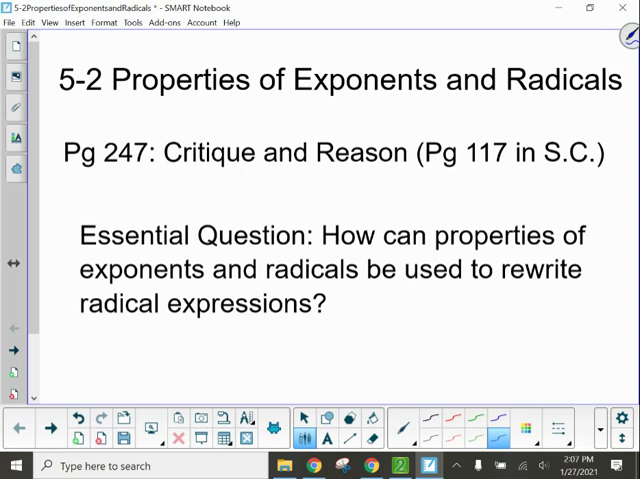Part 1 video for 5-2, properties of exponents and radicals. So this furthers our study that we started in 5-1, looking at the fractional exponents and going through and simplifying them. We're going to be doing a big variety of techniques today to simplify. So our essential question: how can properties of exponents and radicals be used to rewrite radical expressions?